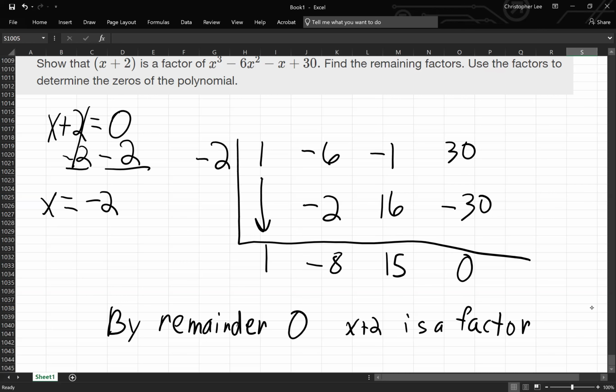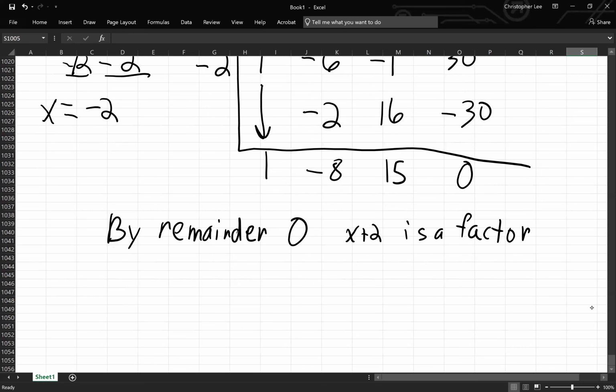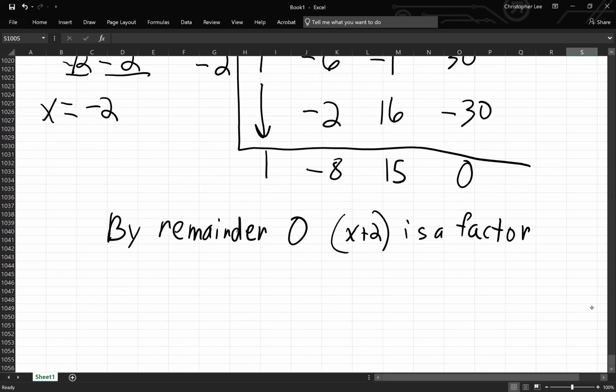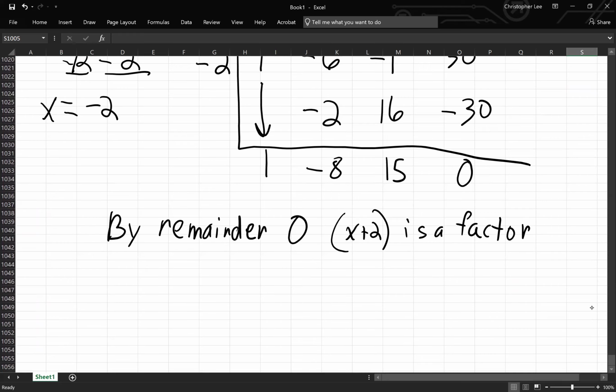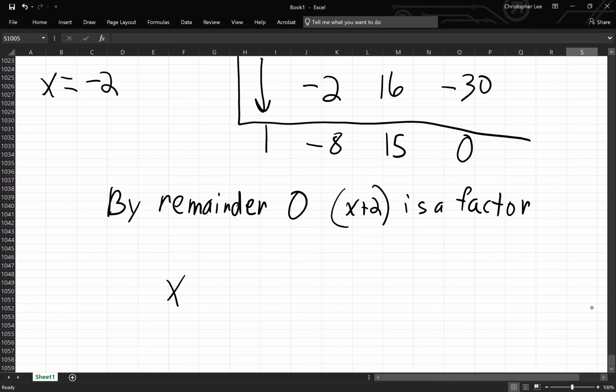All right. So now that we found a factor, let's put that in parentheses. We found a factor. What's the quotient that we have here? The original was x cubed, so we know that this is going to be x squared minus 8x plus 15. Now we want to go a step further and factor that.